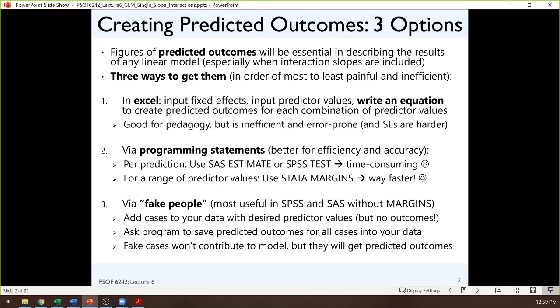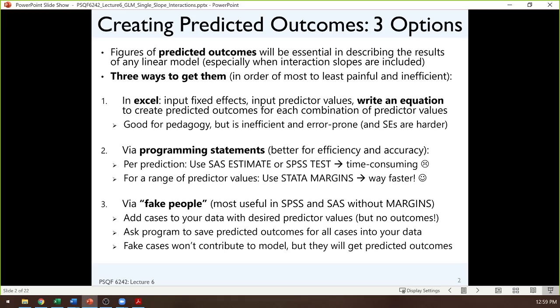It makes it harder to compute standard errors, but it's also very error prone, because anytime that you are opening up a file and typing into it, something can go wrong. So we don't want that as a strategy to take with you into the reproducible research world.